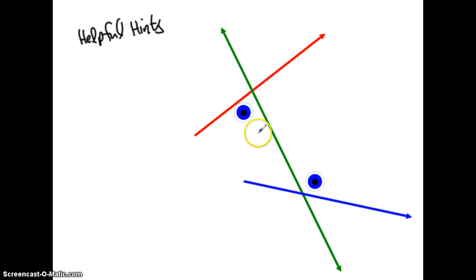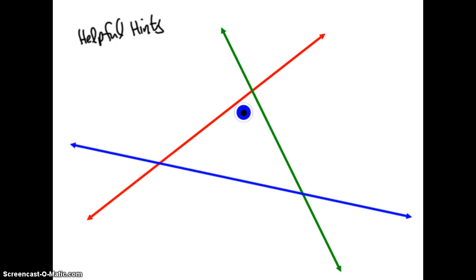And once we have these angles isolated, we could see that they're both in the interior space, and they're on alternate sides of the transversal, so that would make them alternate interior angles. So again, one strategy would be to cover or ignore parts of the diagram so that you can focus just on the angle pair that you are trying to look at.